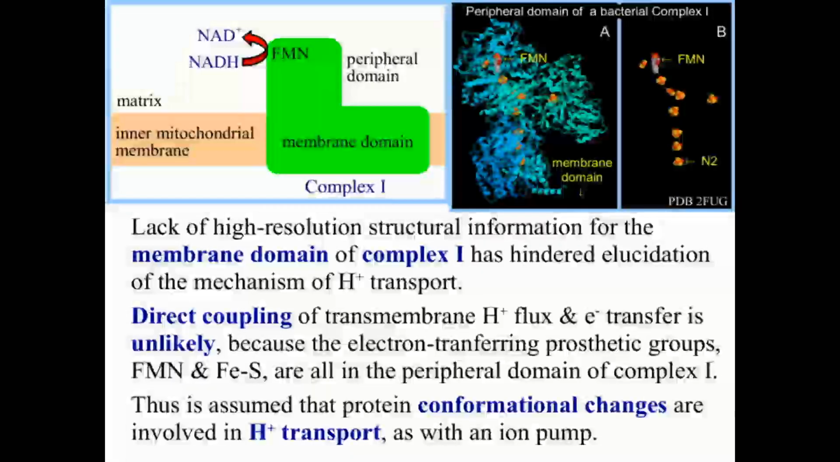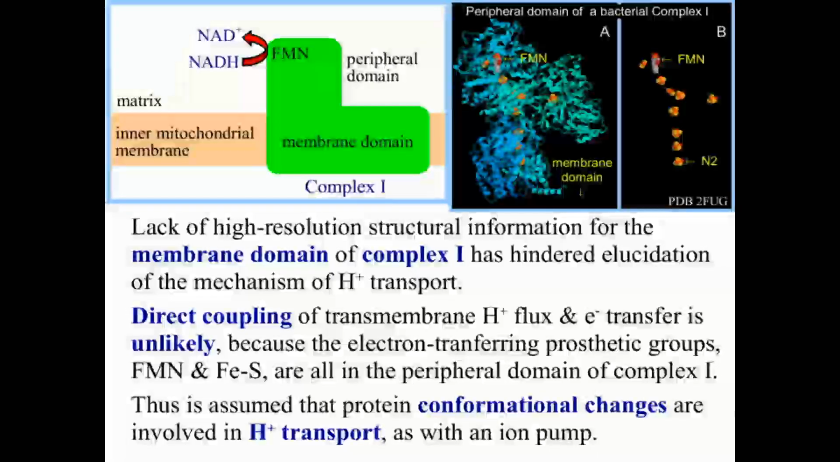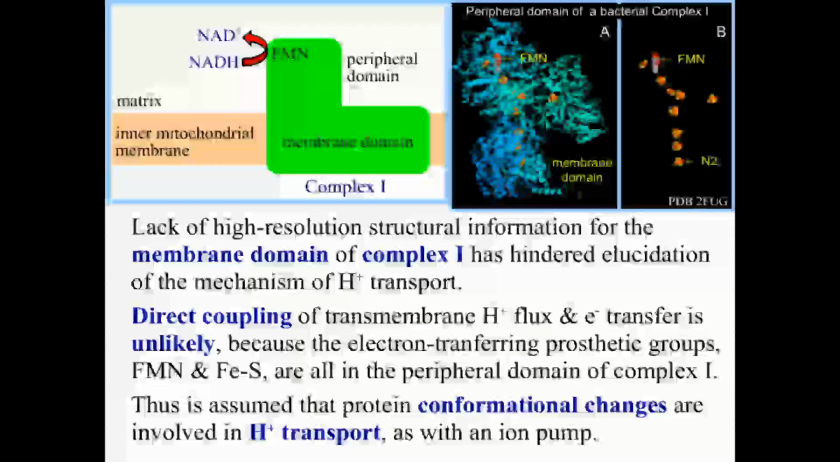This leads us to an interesting hypothesis, that protein conformational changes are involved in H+ transport, similar to how ion pumps work. Instead of a direct transfer, the enzyme might undergo structural shifts that facilitate proton movement across the membrane. This concept aligns with the overall theme of how complex I converts electron energy into a proton gradient, but highlights that the mechanism is still not fully understood, largely because of the structural data limitations.